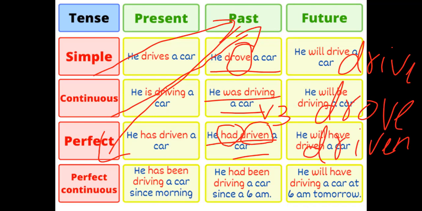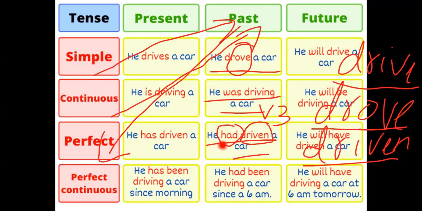So when we talk about these three, V1, V2 and V3, what is V1 called? It is called the base form. The main verb is known as the base form. Drove is known as the simple past tense, and driven is the past participle. V3 is called the past participle.